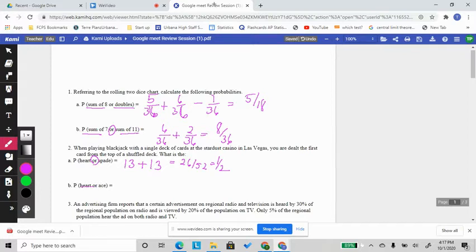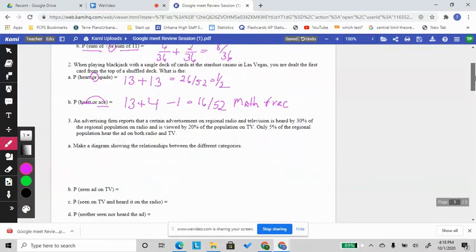Okay, a heart or an ace. Here we go. There are 13 hearts plus 4 aces. Is there a card that's both a heart and an ace? Yes, 1. So 16 out of 52, and then you can simplify. If you want to simplify on your calculator, you type in 16 divided by 52, and then hit the math frac button, and it'll simplify for you. But all questions on the test will be turned into decimals anyway.